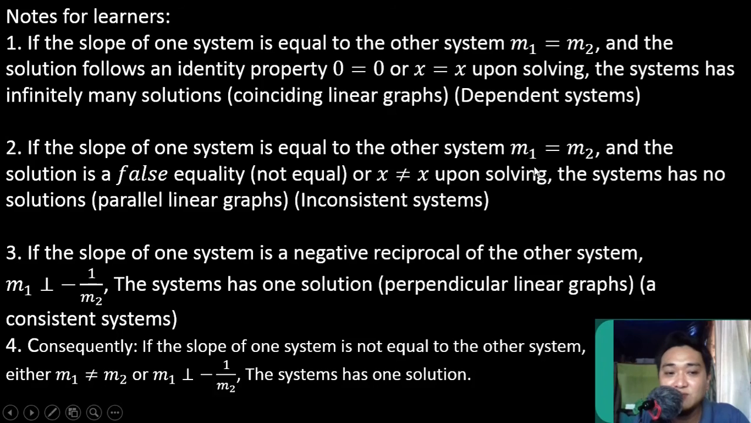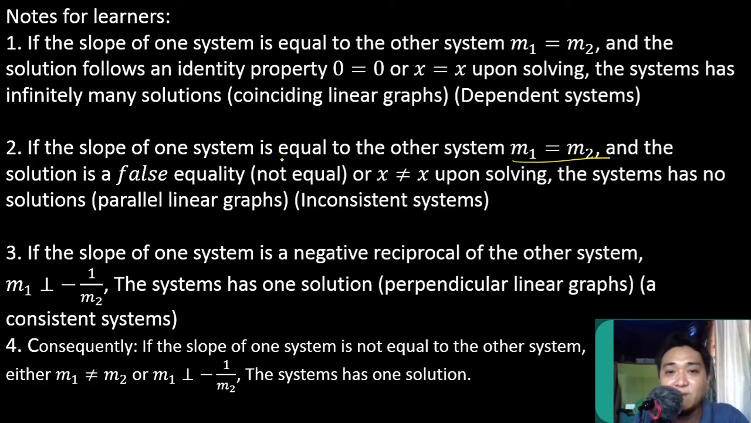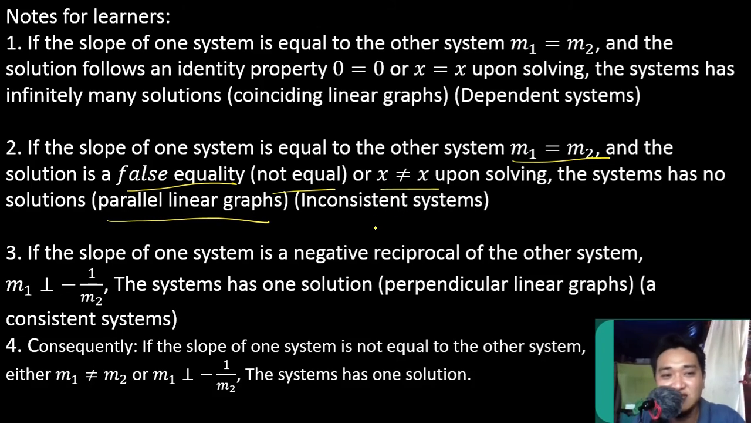Pagka naman po yung kanilang slope ay pareho sa dalawang system, it will give you a clue na baka dependent sila or baka parallel sila. Pero yung kinalabasan is a false equality, meaning not equal, or x is not equal to x. Upon solving, nung ginamitan mo sila ng substitution or ng elimination, ang lumabas is not equal or false equality. Sigurado na tayo na sila ay parallel linear graphs, meaning they are inconsistent systems. Ayan.